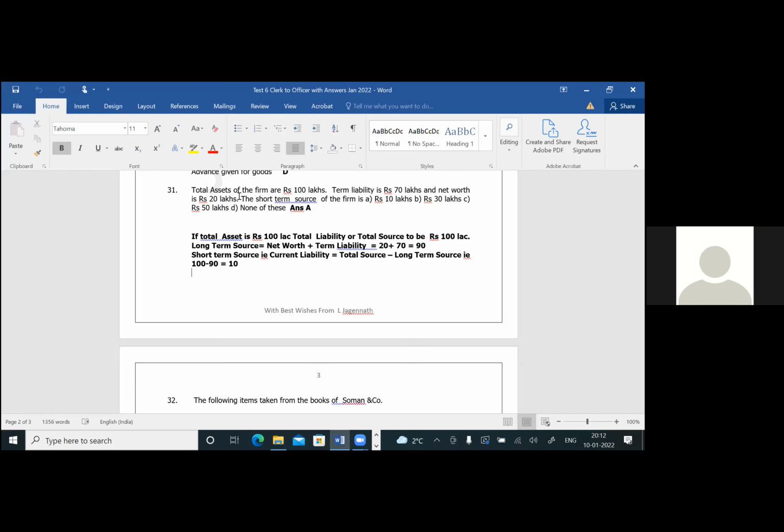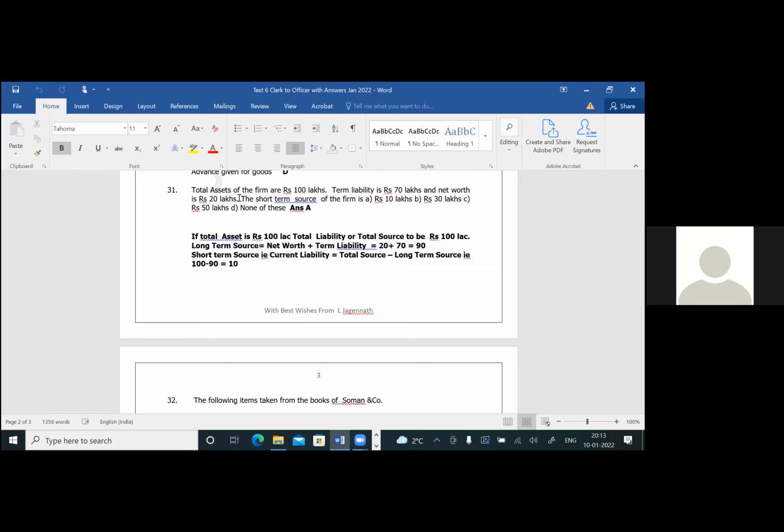What do you mean by total liability? Total liability means total sources. So 100 is the total liability, which means total sources is 100. Then what are they given? They are given term liability of 70 lakhs, and net worth of 20 lakhs. So the total sources of the firm is 100 lakhs. That is a liability, of which net worth is 20 and term liability is 70.